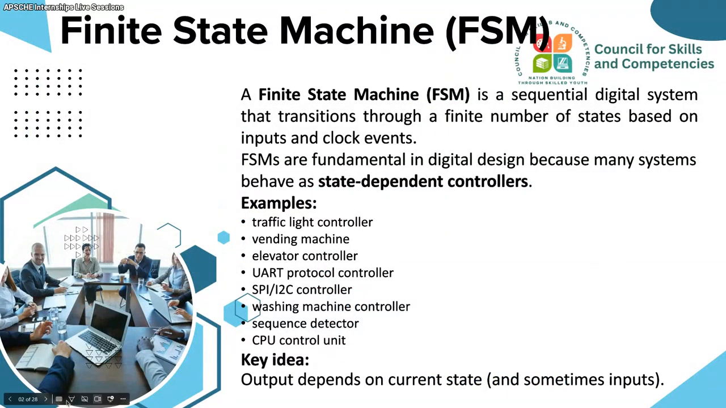So, what is this finite state machine? It is a sequential digital system that transitions through a finite number of states based on the inputs and the clock events. So, based on my input and my clock, this finite state machine changes its states from one state to another depending on the input.